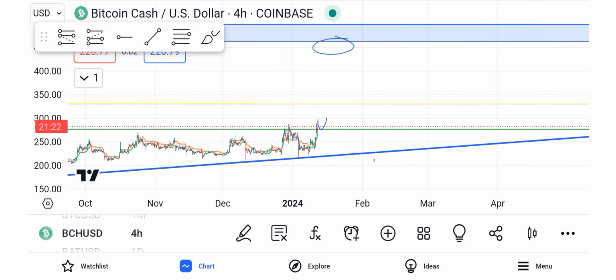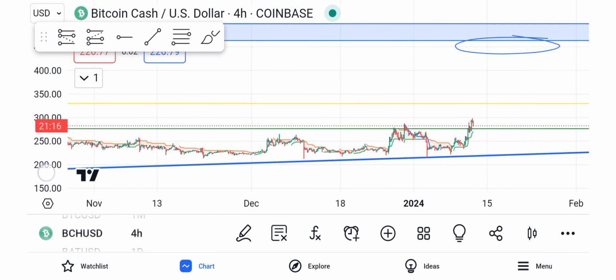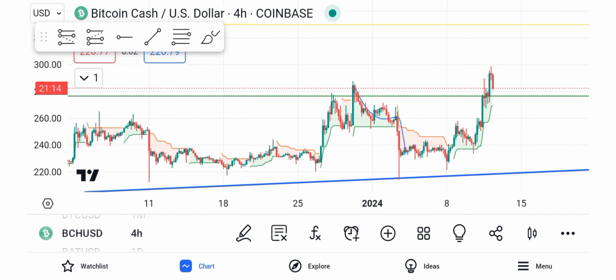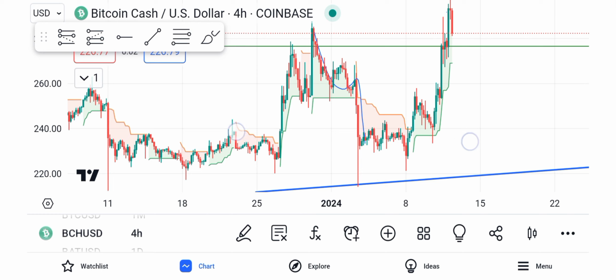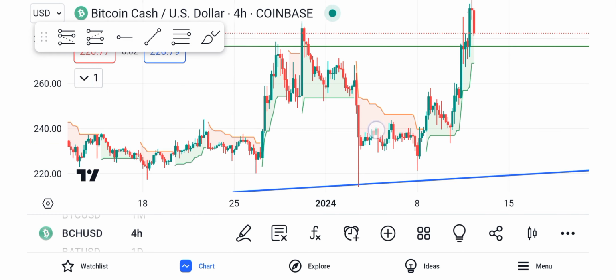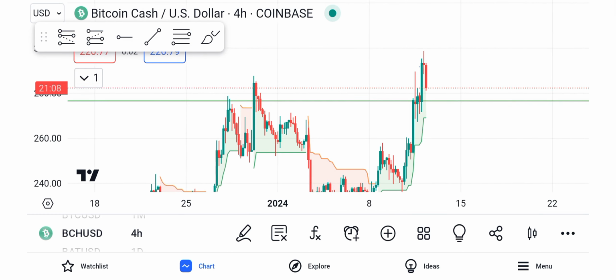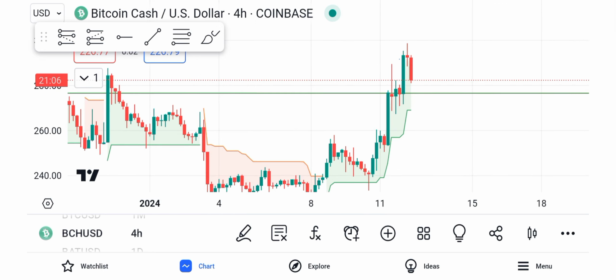Alright, I think that's self-explanatory, but we're not going to go into any trade on this yet until we see a confirmation. So let's see how this one plays out.